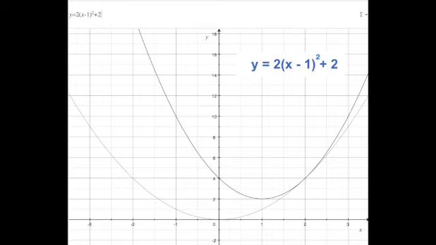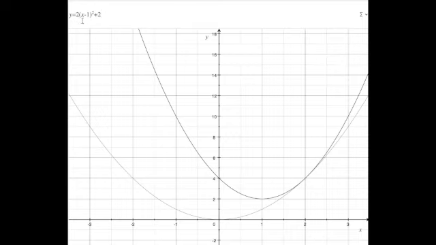Then multiplying that squared result by 2 will create a scale change vertically. Everything stretches out by a factor of 2. And then the plus 2 at the end means we move that resulting graph up 2 units. What's interesting to see from the graph and also the equation given is that our new turning point is the point (1, 2).